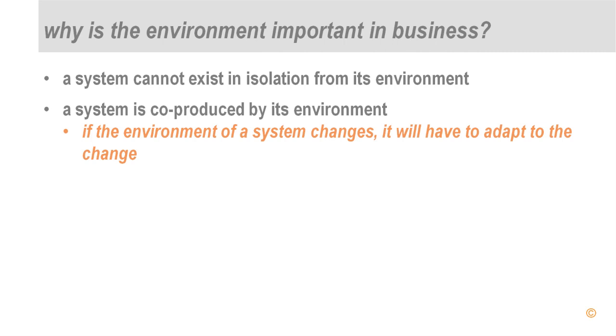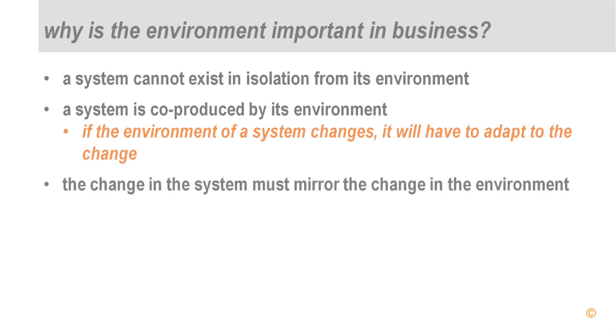Likewise, if the business environment of an organization changes, a new technology comes on the market, making their own products obsolete, or a new competitor entering the market, the business will have to change accordingly. And the change in the system must mirror in magnitude the change in the environment. There's a systemic law, the so-called law of requisite variety by Ashby, which expresses that. So the more fundamental the change is in the environment, the more fundamental the change in the business must be.